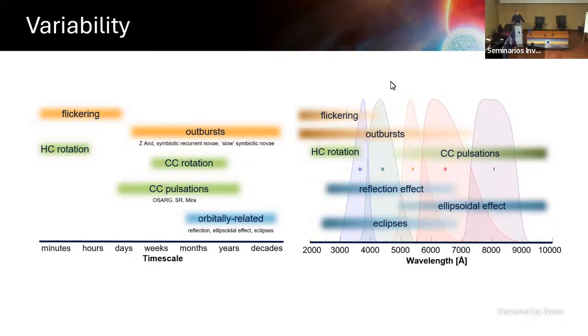If you study more wavelengths, you will start to be able to separate these things because they dominate at different wavelengths. So for example, flickering and outbursts, which are connected with the hot component, will dominate more in blue, while the pulsations of the cool component will dominate in red, because it is a red giant which dominates at that wavelength. And some of the orbitally related effects, for example reflection, will dominate in blue, but the ellipsoidal effect, which is connected with the orbital motion when the giant is filling its Roche lobe, will dominate more in red because, again, that's the wavelength where the giant dominates.